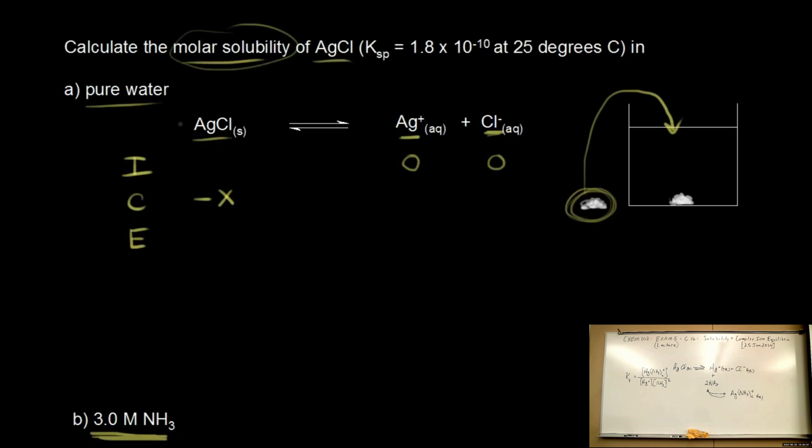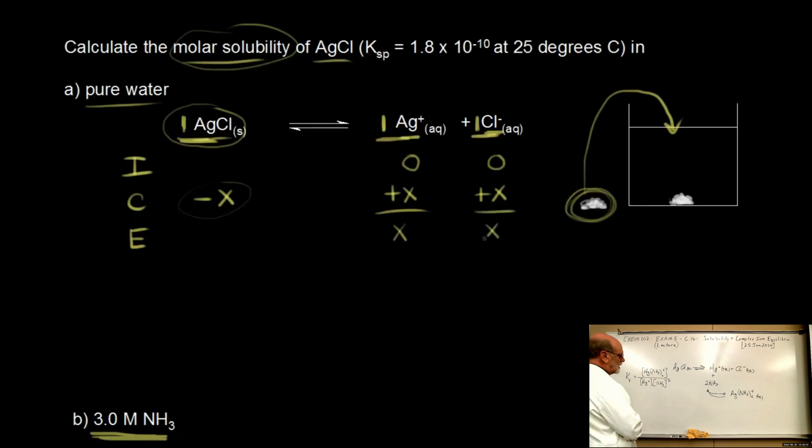If we look at our mole ratios, for every 1 mole of silver chloride that dissolves, we get 1 mole of silver +1 cations in solution. So if we're losing X over here, we're gaining X. We're gaining X for the concentration of silver cations in solution. And since our mole ratios are still 1:1, if we dissolve 1 mole of silver chloride, we gain 1 mole of chloride anions. So over here we get a +X. So at equilibrium, our concentration of silver cations is X, and our concentration of chloride anions is X.